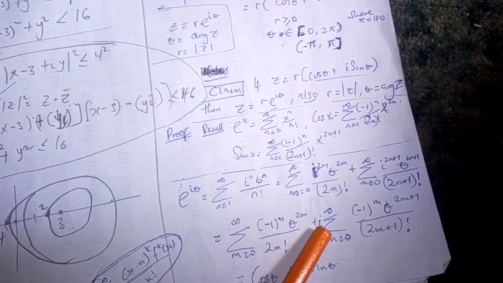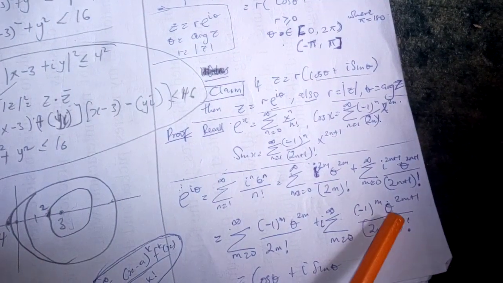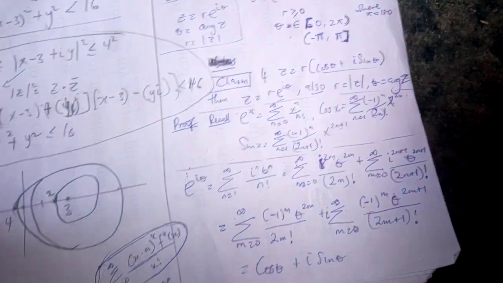The I that you have here. Do you get it now? And your theta is what? This, and this one is also what? This. Do you get it now?